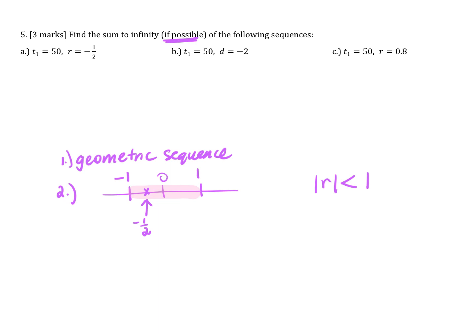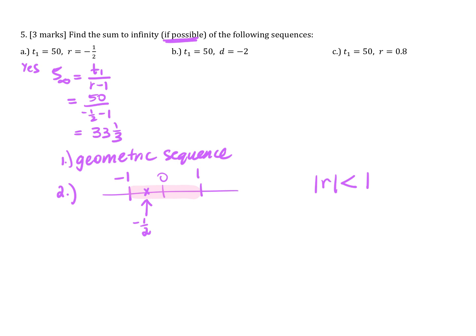Is that in that range? Yes, it is. So yes, it's possible. And then how do we work that out? Well, the sum to infinity is equal to term 1 over 1 minus r. So it's going to equal 50 over 1 minus -1/2. And you can just put that in your calculator like that, and it gives us 33 1/3.